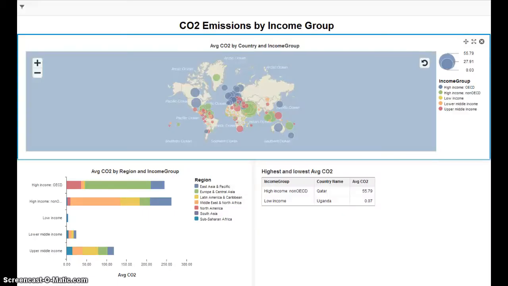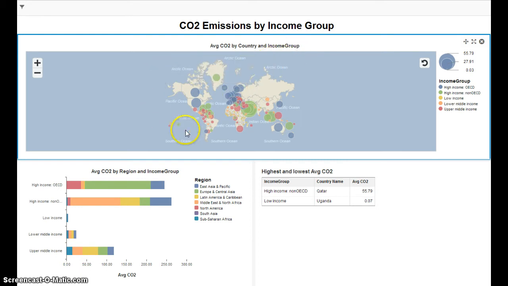Our third storyboard looks at CO2 emissions according to their income group. These 3 graphs demonstrate the correlation between the emissions produced in certain countries and the income group to which they belong. We start off with Graph 1, a geography map, which shows the average CO2 produced by country and income group.